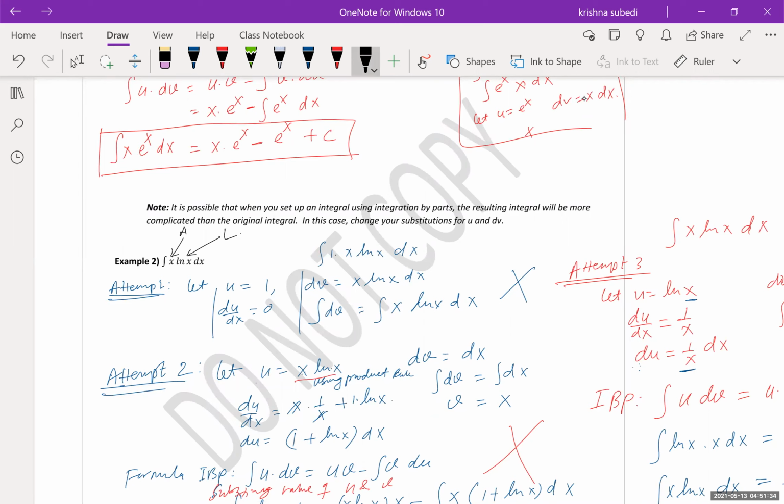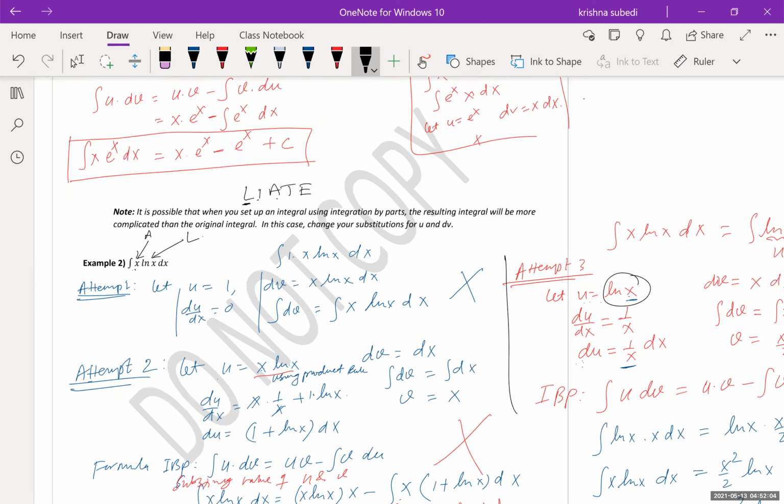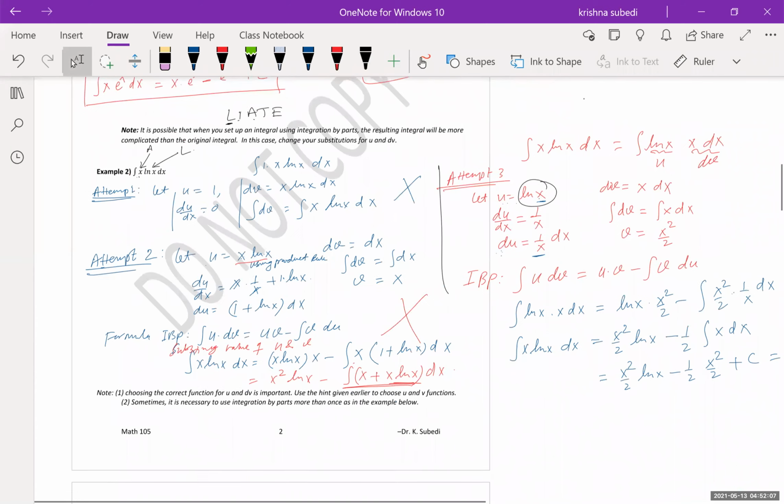Now write this rule, LIATE. Which comes first? L comes first, right? In this rule, L comes before A. Therefore, your u must be log x. In attempt 3, we used u equals ln x, and that actually worked. And so the remaining x dx, we suppose that to be dv. That's the technique. Please remember the rule, LIATE, and it will make your life easy.